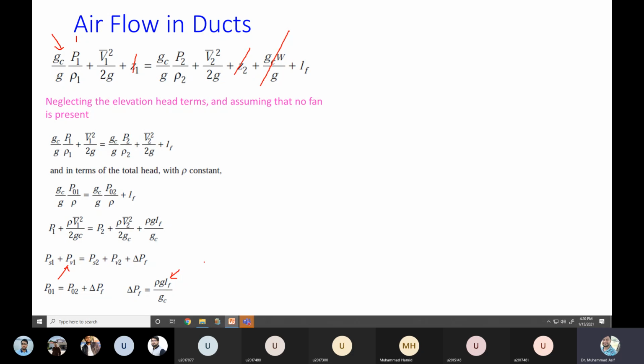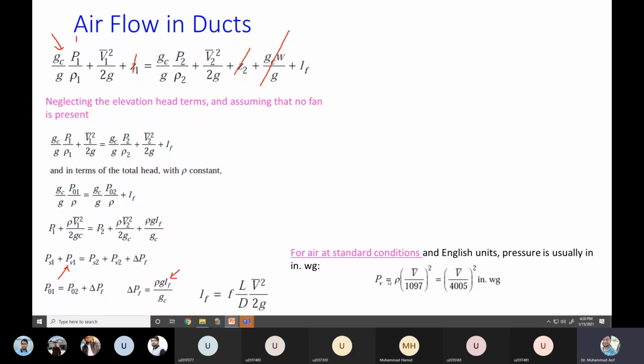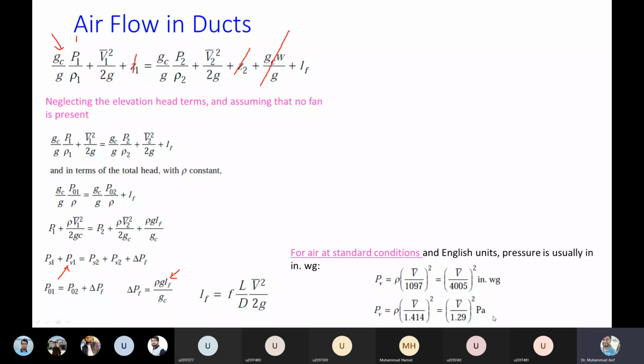And how can we know the velocity head? We know the formula for the velocity head. For standard air, under standard conditions, the velocity head is equal to rho times V divided by this one. This is in the British unit, that is, inches of water gauge. In terms of the SI unit, we have this value. So you can see we just need the value of the average velocity flowing through the duct.